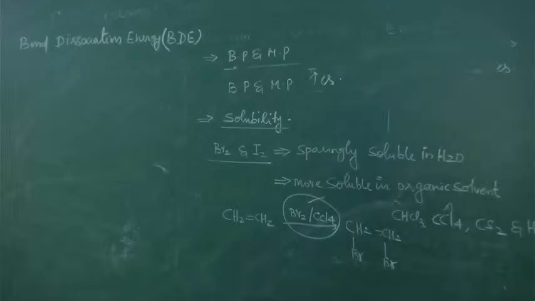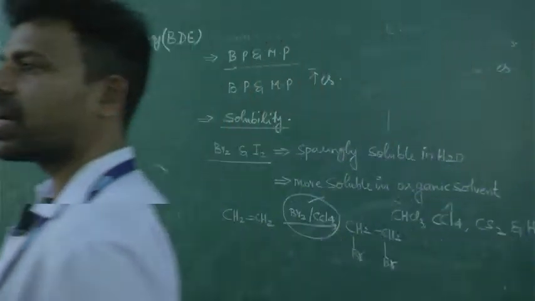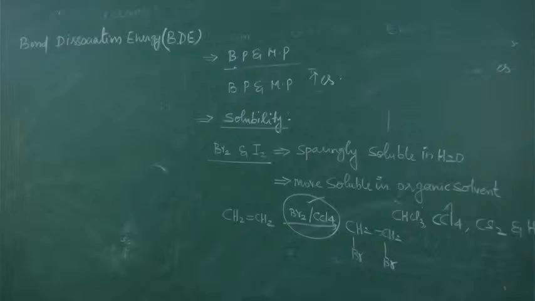Down the group, what happens? Size increases. If size increases, will bond length increase? If bond length increases, will it be a strong bond or a weak bond? So down the group, generally the bond dissociation energy is going to be less. Bond dissociation energy less. Is it clear? But in this case there is a small change.